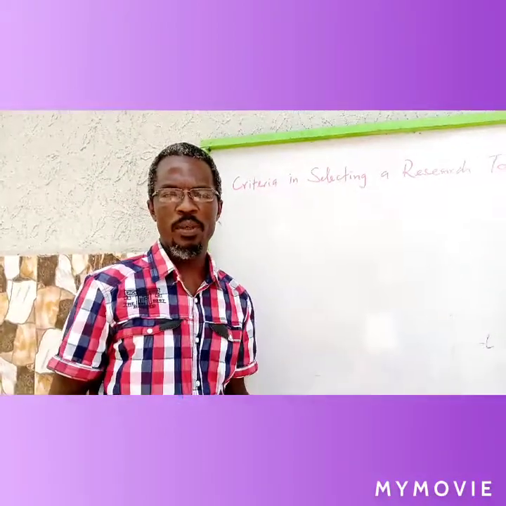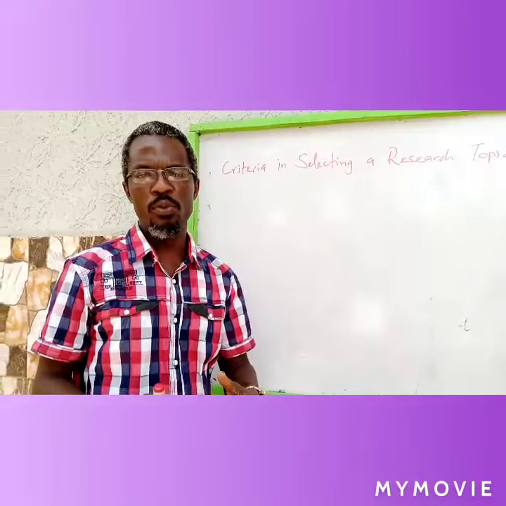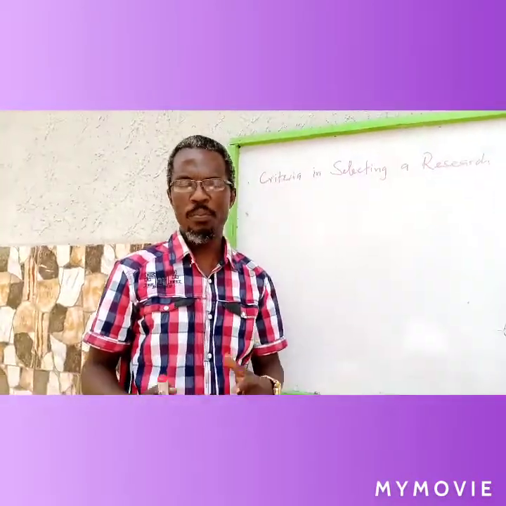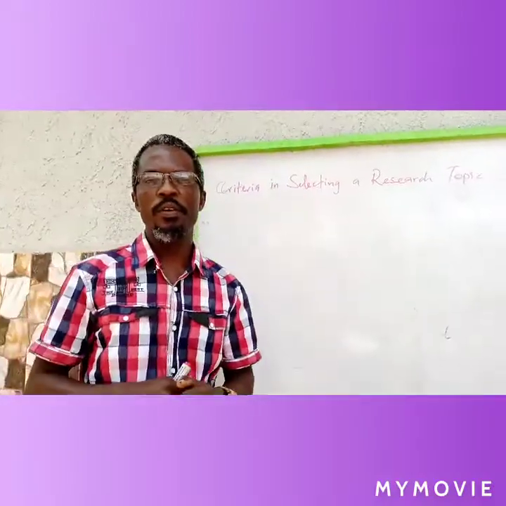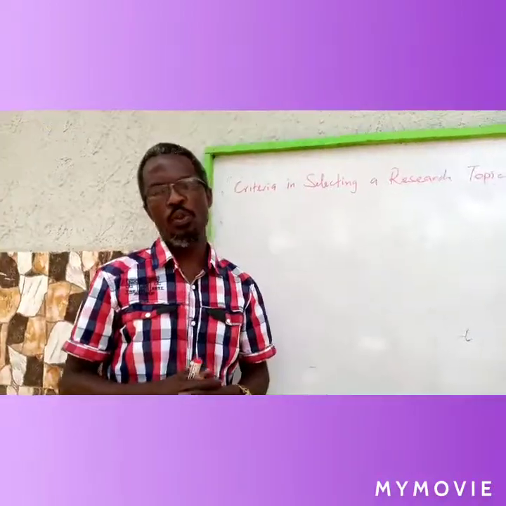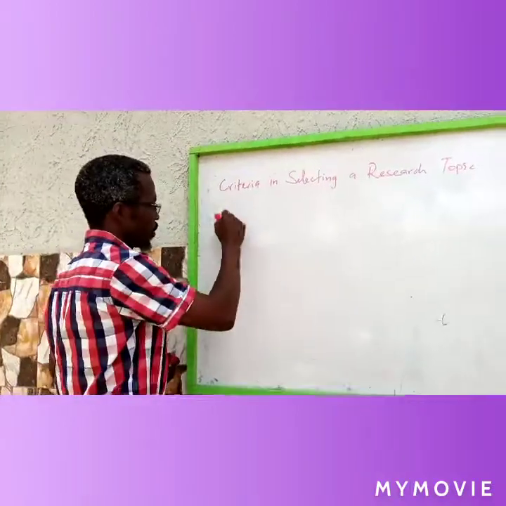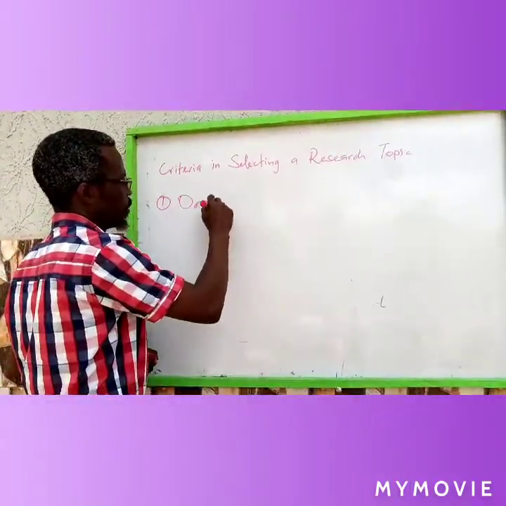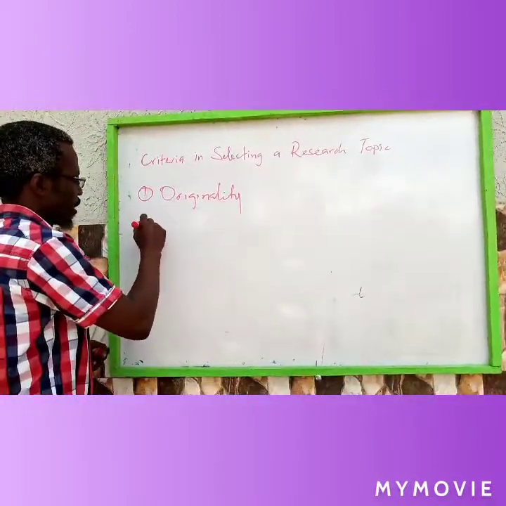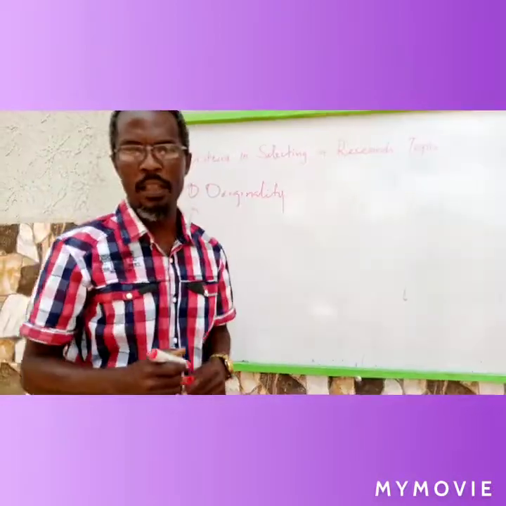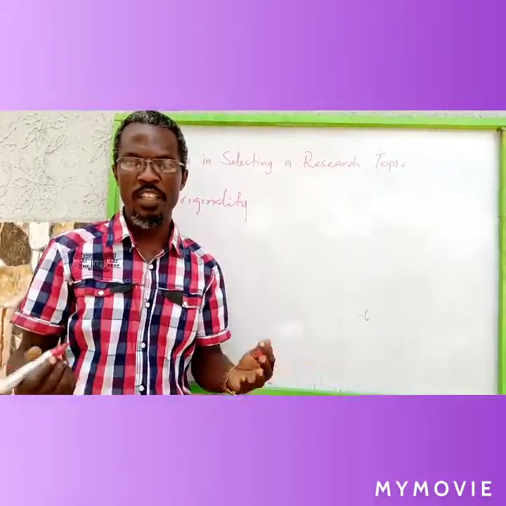And these days we are talking about plagiarism. So for you to be able to guard against plagiarism, originality must be put into consideration when you are writing your research topic. So the first one, I call it originality. It has to be original. You don't have to go and copy another person's work. The work you are doing must be new.